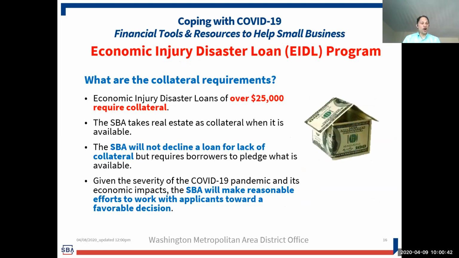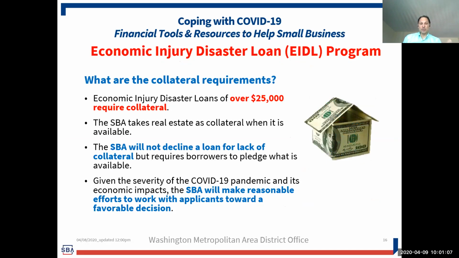Collateral requirements, there are none. So let me go to the third bullet point first. The SBA will not decline a loan for lack of collateral, but we require borrowers to pledge whatever is available. If you have it, you've got to pledge it. But if you don't have it, we're not going to require it. There's no collateral at all for loans $25,000 and under.